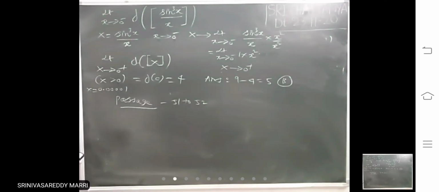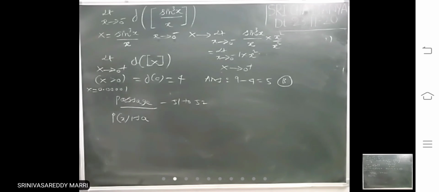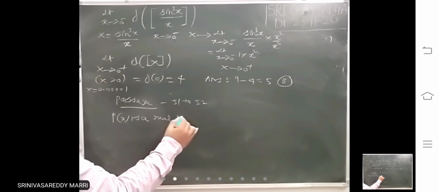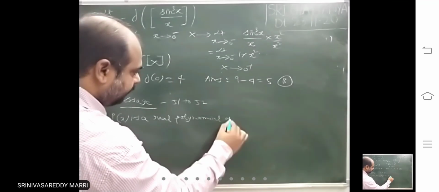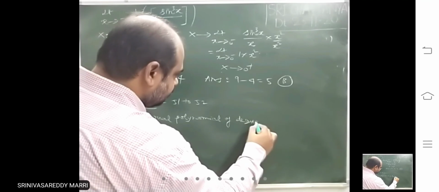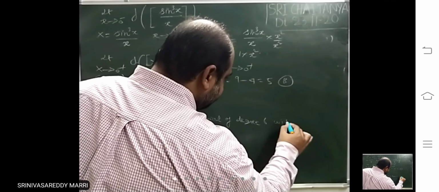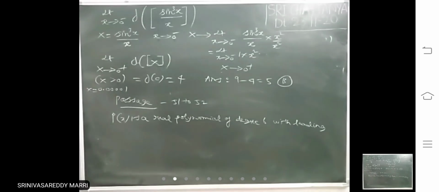51 to 52. So given that P of x is a real polynomial of degree 6. First analyze the question. Degree 6, you have to understand this. That's why I am writing. With leading coefficient. What is that leading coefficient? You have to understand.